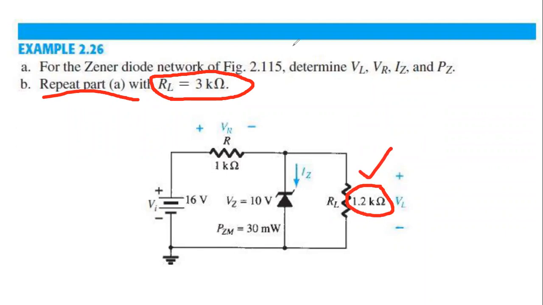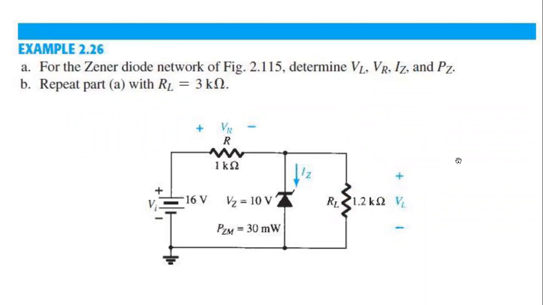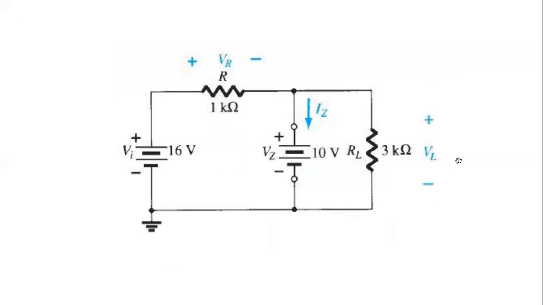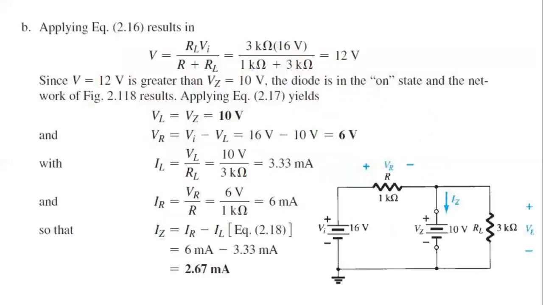Let me follow the same process, my students. We just replace this, and at the very beginning we find the voltage across the RL. We find the voltage is 12 volt. Now what will the Zener diode condition be right now? We get the voltage across this 3 kilo ohm, that is 12 volt. Now what will be the Zener diode condition?